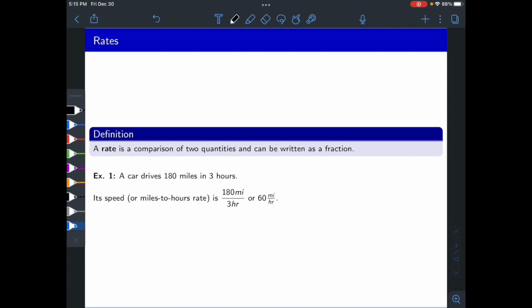So 60 miles per hour is like the rate. Well, 180 miles per 3 hours is like the initial rate, and then this is like the simplified rate. You could also call this a unit rate. Discuss that in the next slide.